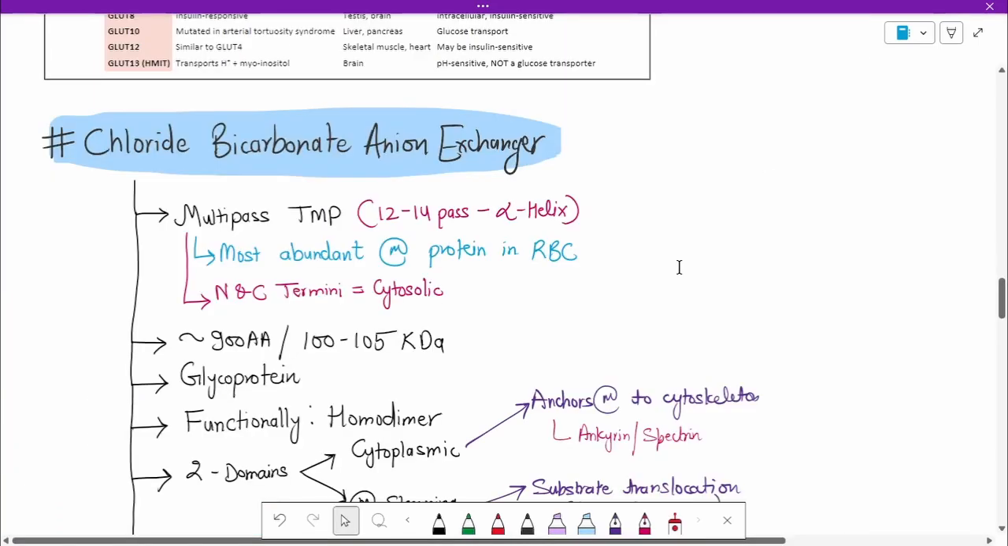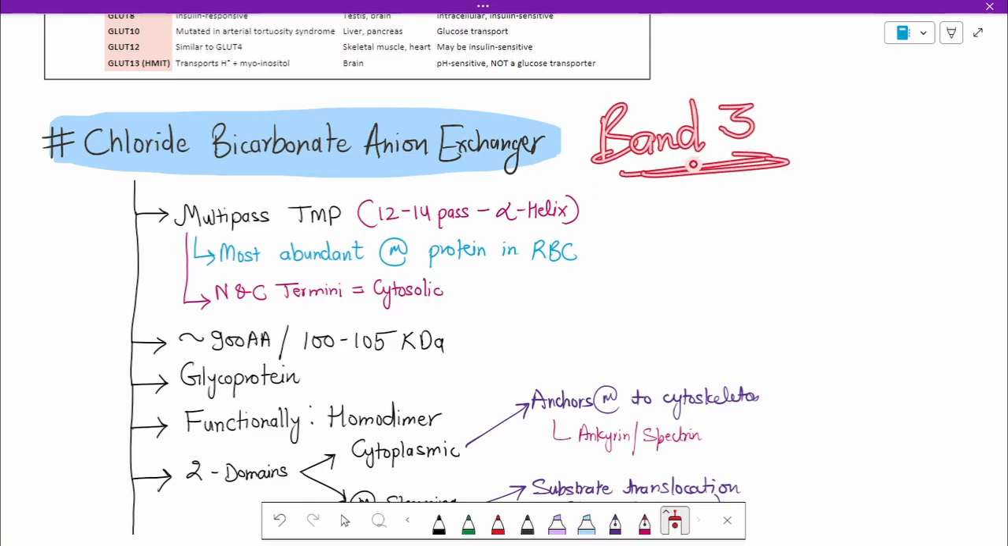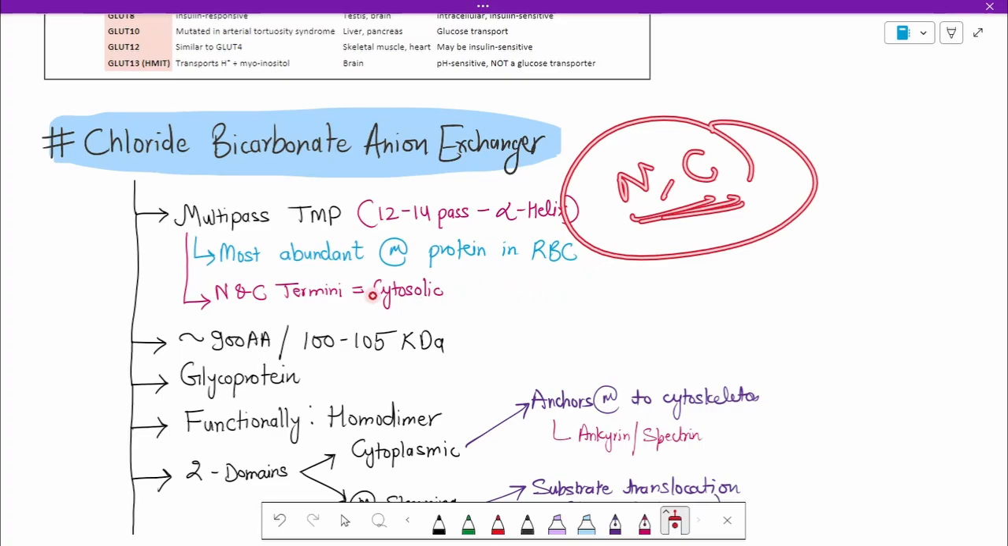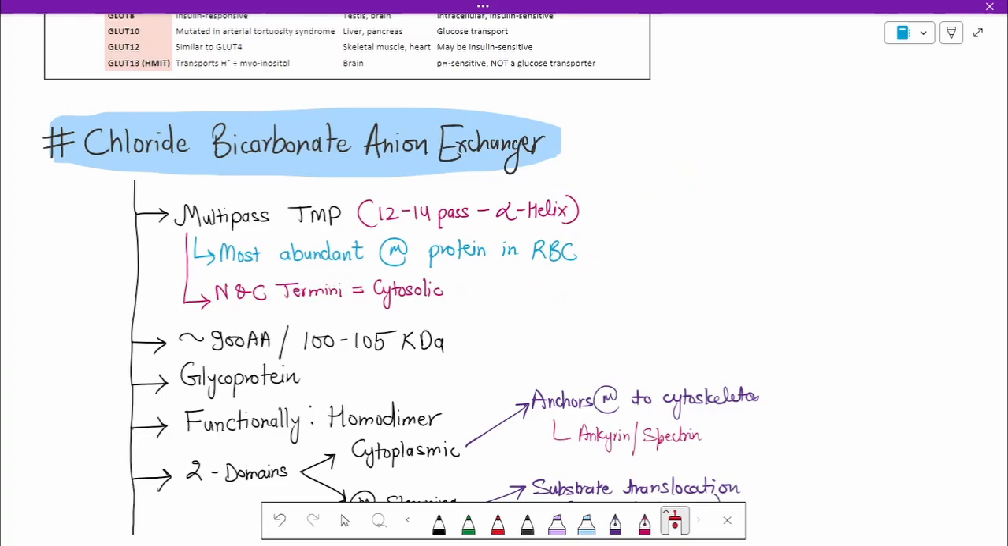The second most important carrier protein we will talk about today is the chloride bicarbonate anion exchanger. Sometimes we will see its name as band 3 protein. First of all, we start with the nature of this protein. Again, it is a glycoprotein, and as a transporter, it has to be a multipass transmembrane protein. It is again 12 to 14 pass. This is even pass, and if it is even pass, the N terminus and C terminus have to be on the same side, and for this transporter both termini are on the cytosolic side.